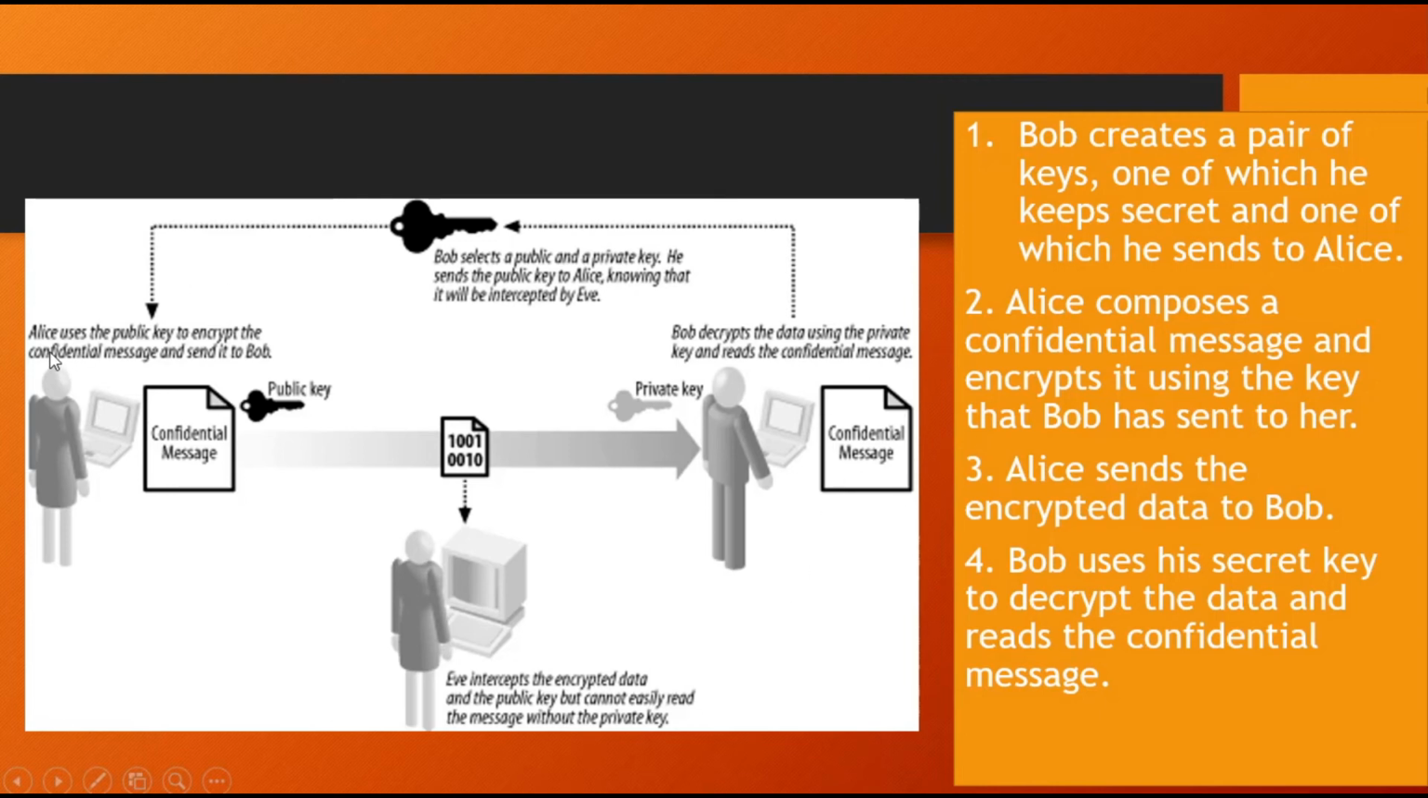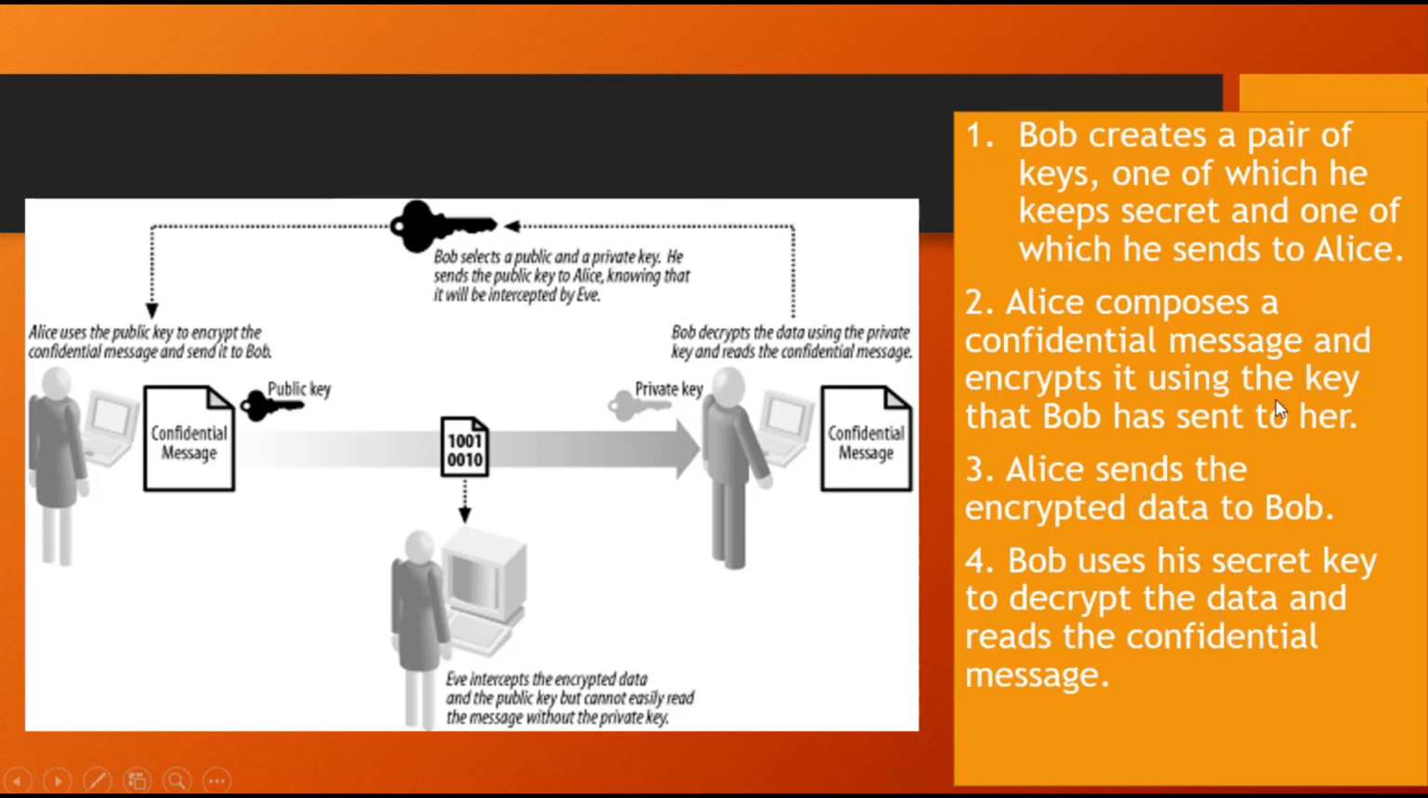Now, upon receiving it, Alice will use the public key to encrypt the confidential message and send it to Bob. Even if Eve intercepts that, she doesn't have the decryption key, which is the private key. So it will still be ciphertext, not understood by Eve. The information goes on and it reaches Bob.